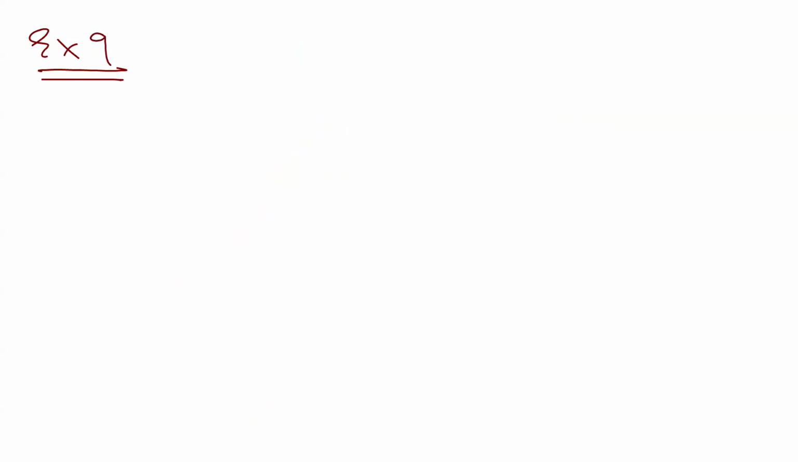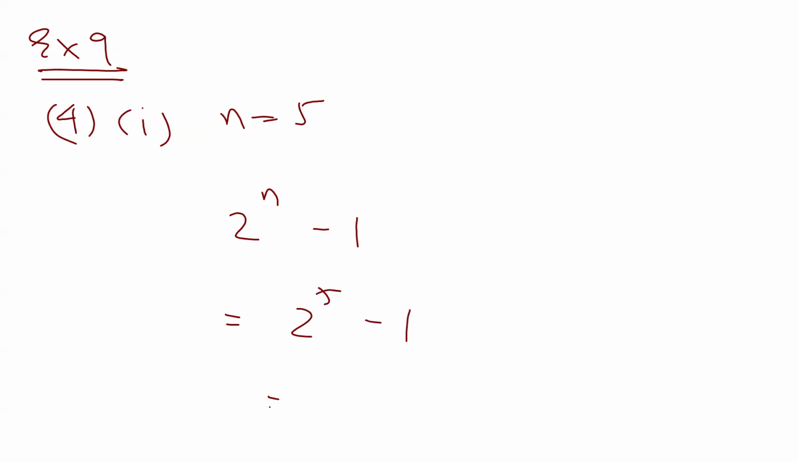Exercise number 9. Question number 4, sub question 1. A man has 5 friends. He has to invite one or more of his friends to a dinner. So how many ways can this be done? One or more means at least one has to be invited for a dinner. So the answer will be 2 raised to n minus 1. So that is 2 raised to 5 minus 1, which is equal to 31 ways.